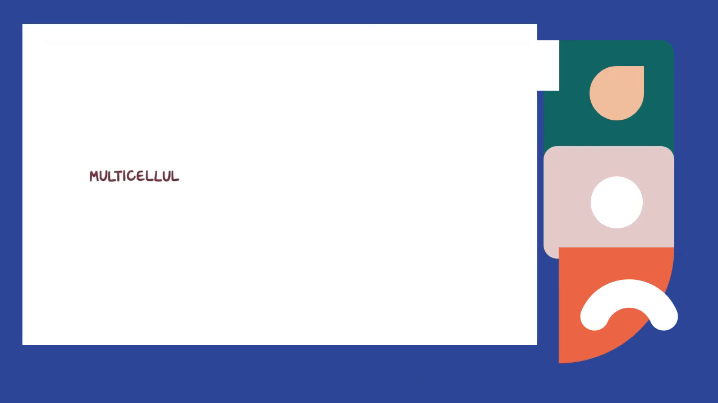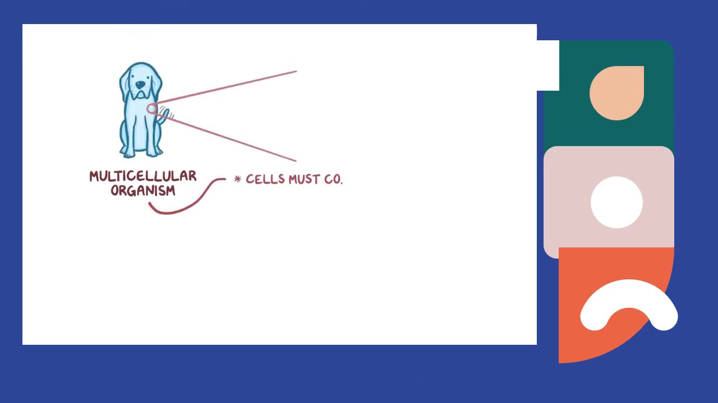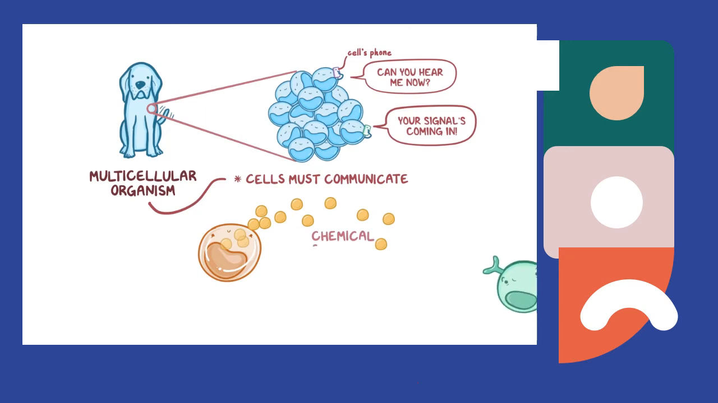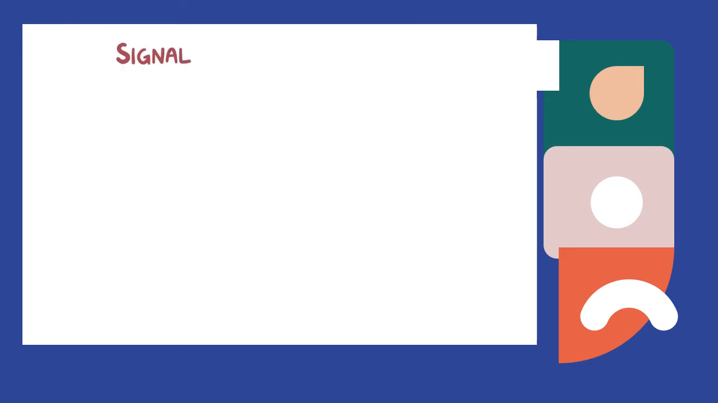To make a multicellular organism, cells must be able to communicate with one another, and to do it, cells often send out tiny chemical signals that act on the receptors of other cells. Signals can be classified according to the distance between the signaling cell and the target cell.